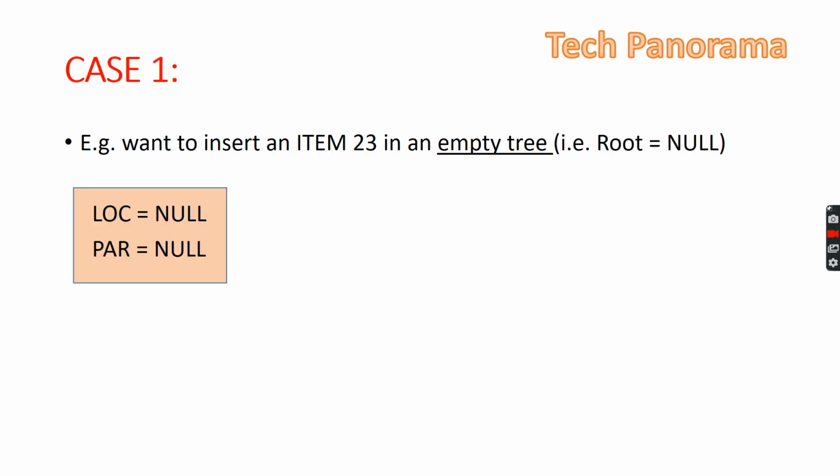Our first case is when the tree is empty. If a tree is empty, it means our root is null. In this case, the item that we want to insert in the BST will be the first node to be inserted in the tree, and the first node is our root. So the location will equal null and the parent will equal null. These are the two values that will be returned by the find algorithm, or the search algorithm. If the tree is empty, it will return location null and parent null. And we will insert 23 as the root of the tree.